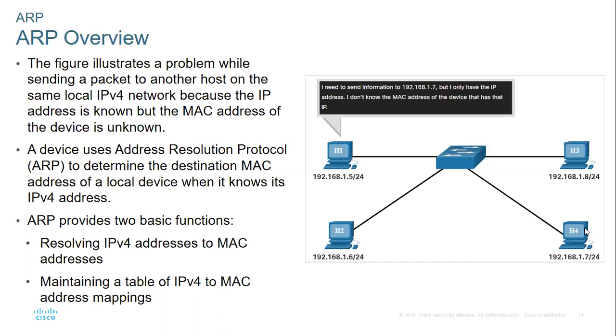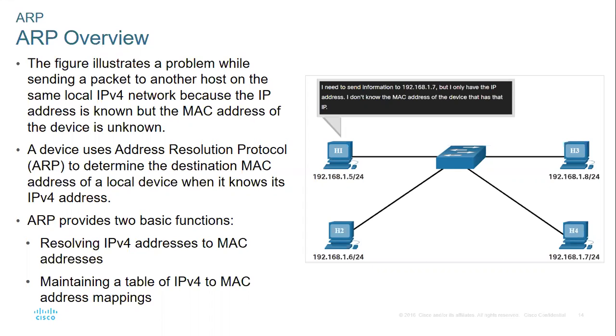H4 will open the message and compare the IP address in the message with its own IP address. If they do match, then H4 knows that the message has been directed to it. Therefore, H4 is going to reply with an ARP reply.